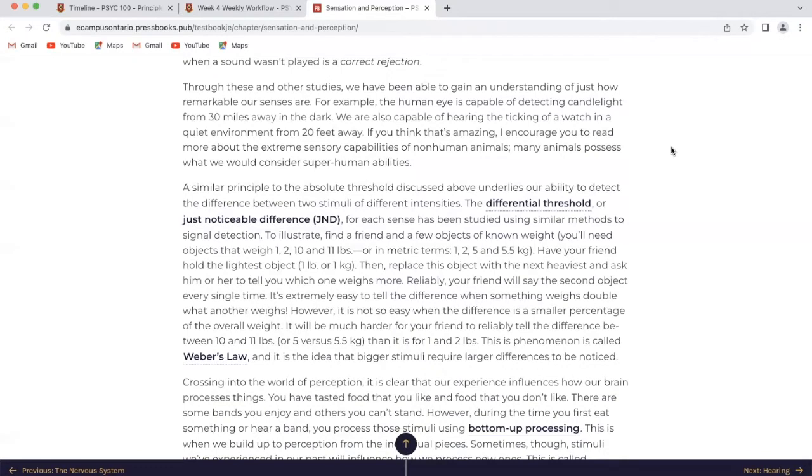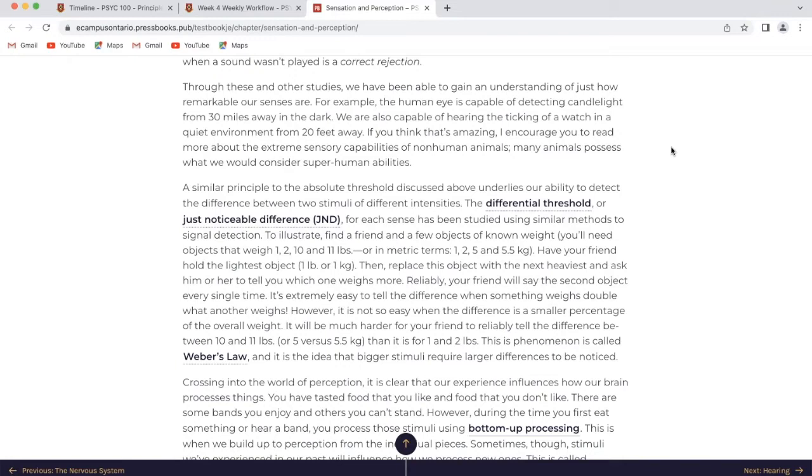A similar principle to the absolute threshold discussed above underlies our ability to detect the difference between two stimuli of different intensities. The differential threshold, or just noticeable difference, for each sense has been studied using similar methods to signal detection. To illustrate, find a friend and a few objects of known weight. Have your friend hold the lightest object, then replace this object with the next heaviest and ask him or her to tell you which one weighs more. Reliably, your friend will say the second object every single time.